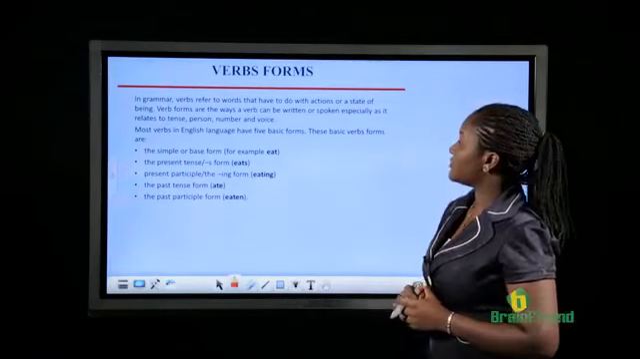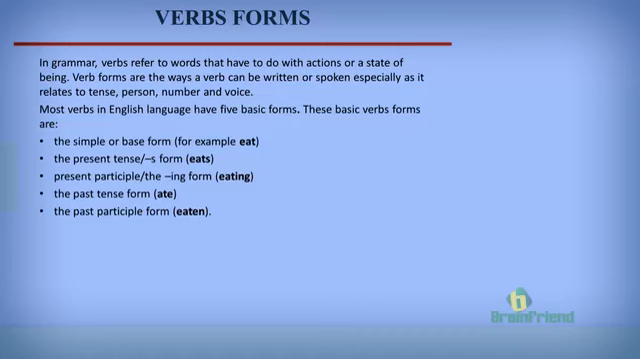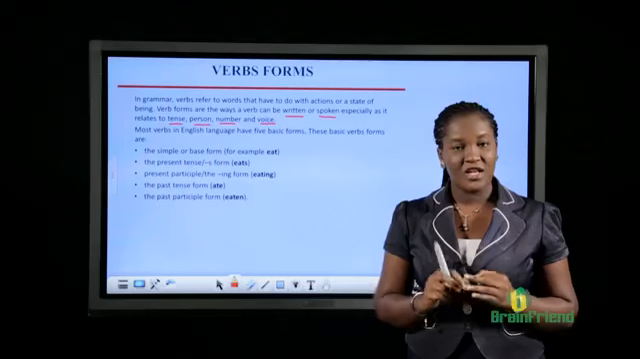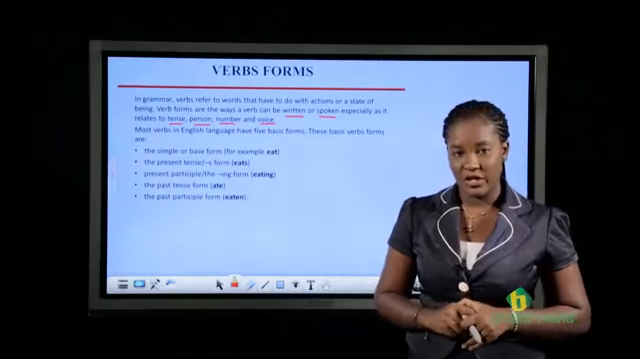And so we said verb forms are the ways a verb can be written or spoken, especially as it relates to tense, person, number, and voice. Tense forms are the various ways verbs can be written or spoken in relation to tense, person, number, and voice.